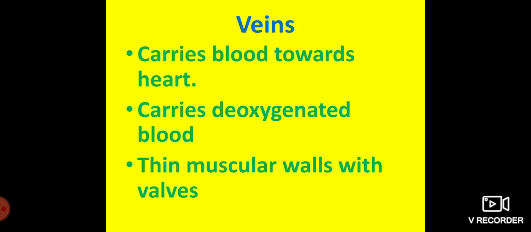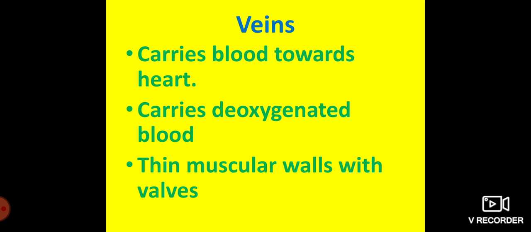Veins are the blood vessels which carry blood towards the heart, that is, from the different body parts to the heart. They carry deoxygenated blood, that is impure blood. They have thin muscular walls with valves in it. The valves help to prevent the backflow of blood. Okay, students, that's about arteries and veins.